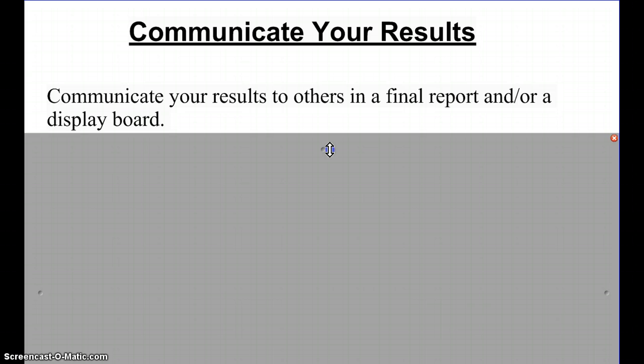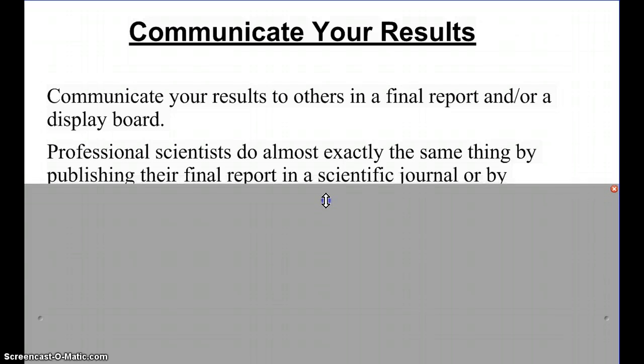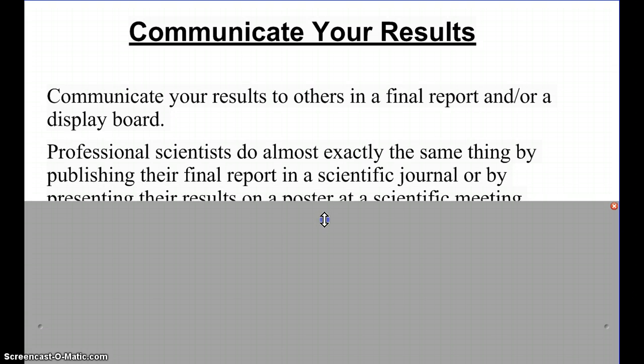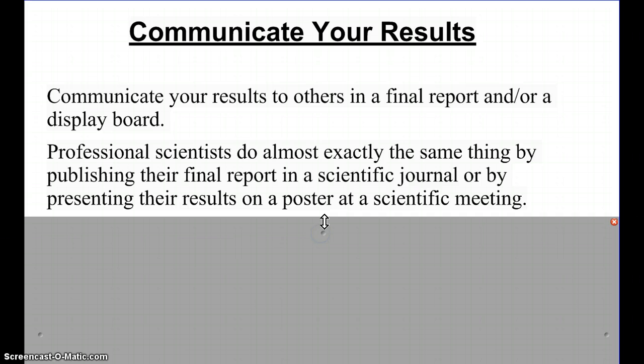And finally, you communicate your results. Communicate your results to others in a final report and/or a display board. Believe it or not, professional scientists do almost exactly the same thing by publishing their final report in a scientific journal or by presenting their results on a poster at a scientific meeting.